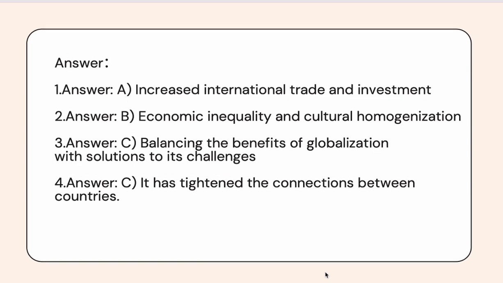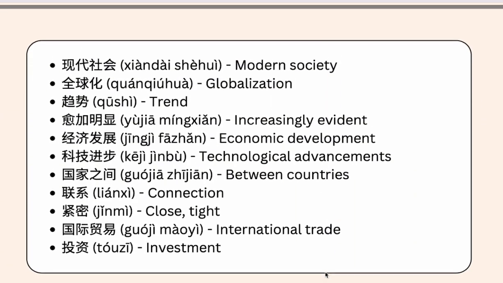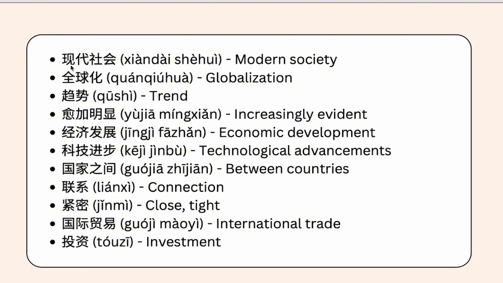Okay, so now let's go over some key vocabularies. So the first one, 现代社会, modern society. So 现代 modern, 社会 society. 全球化, that's globalization. So 全 is the entire, 球 is a ball, but here it is referring to 地球, the earth. So 全球 is the whole globe. 全球化, that's globalization.